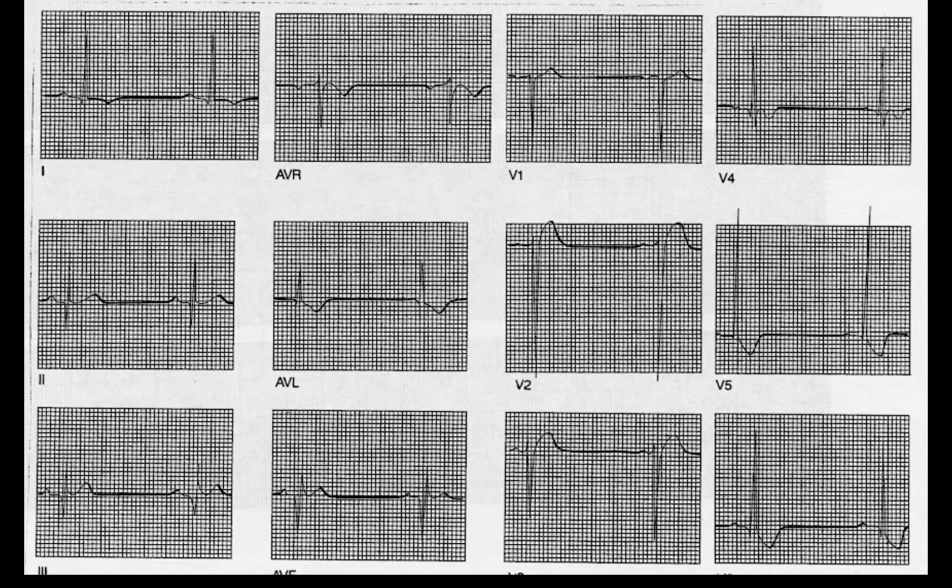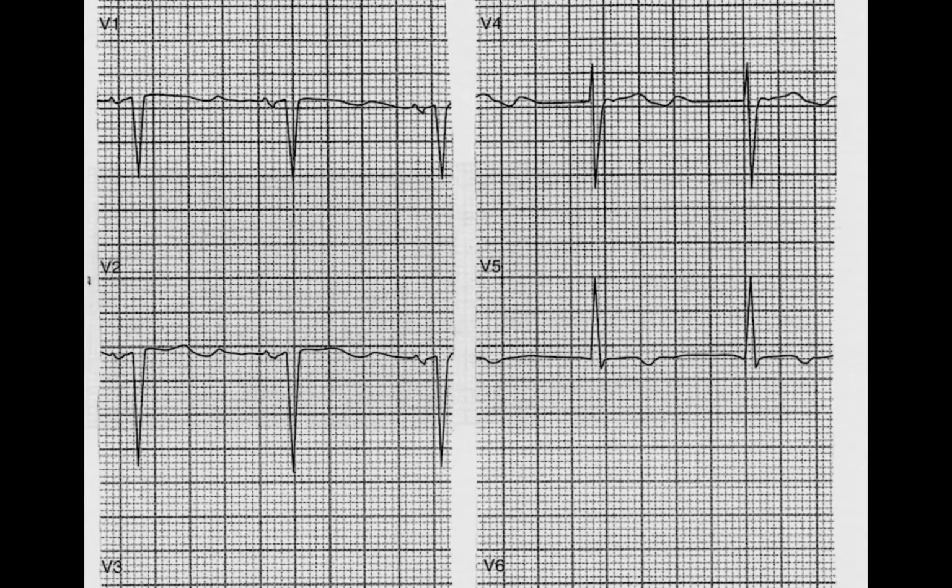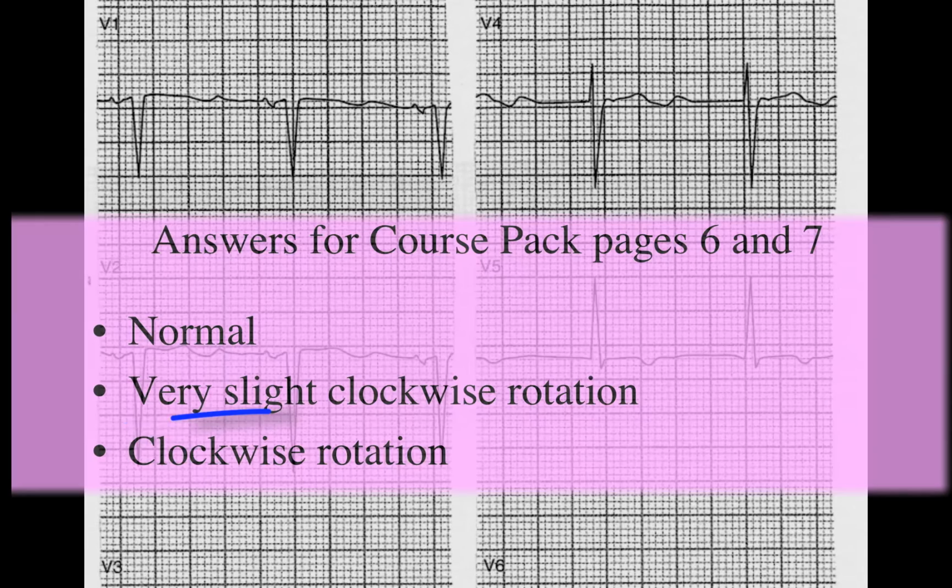If you look at page 7, and again, pause me at any time, your R wave is smaller in V1, V2, V3, and then slightly smaller than the S wave in V4. Pretty close, but slightly. And then by V5, your R wave is bigger than your S wave. So your transition here has occurred between V4 and V5. That's quite late, or to the left, and therefore that's considered to be definite clockwise rotation.